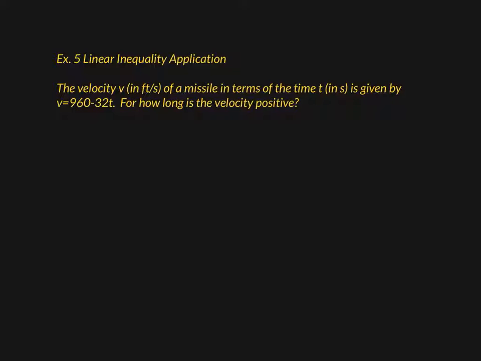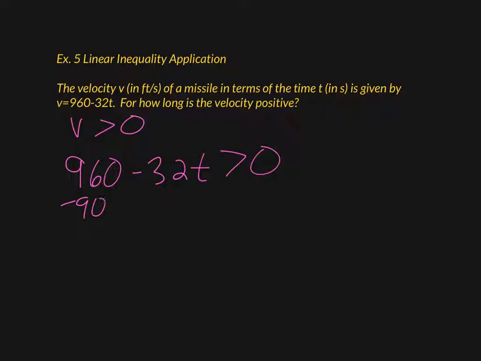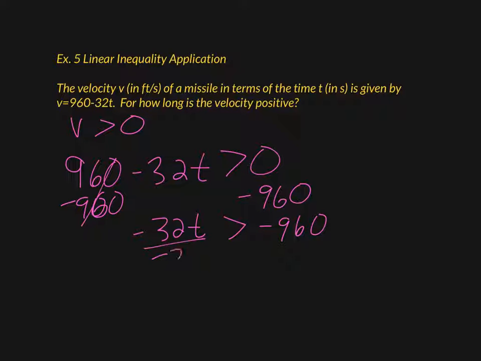For velocity to be positive, it has to be greater than 0. So let's set our velocity, 960 minus 32t, greater than 0. We're just going to solve for t. Here we can minus 960 on both sides. You could also add 32t, that'd be fine. So now we have negative 32t is greater than negative 960. Divide both sides.